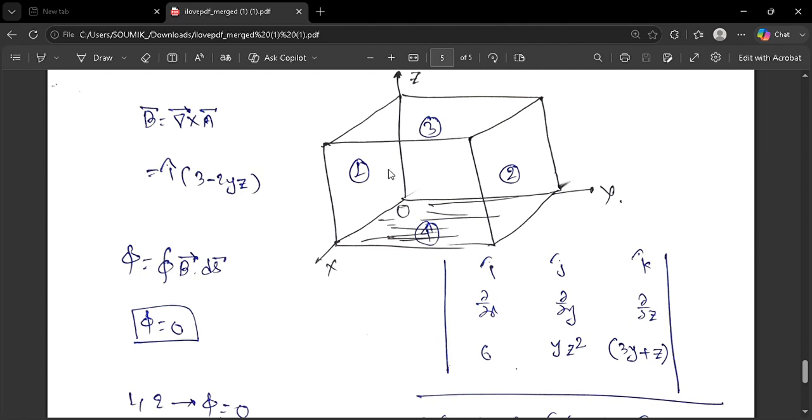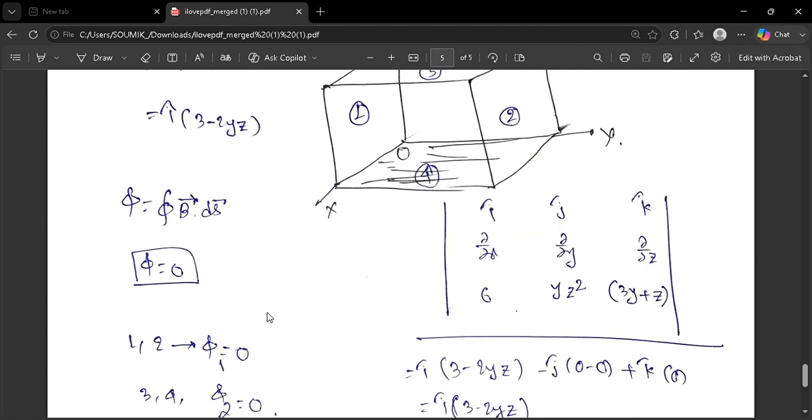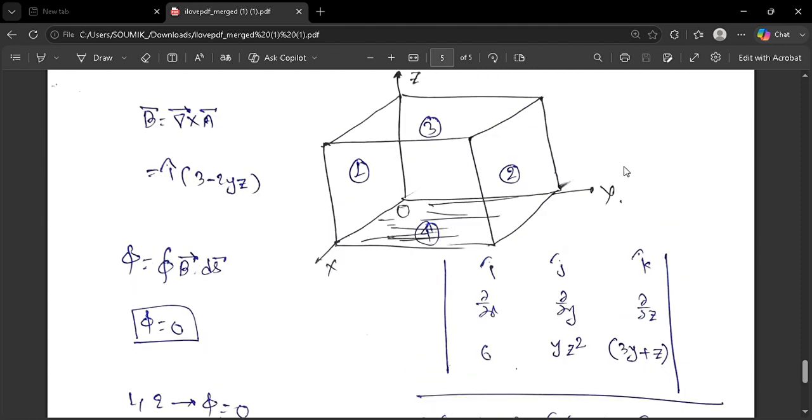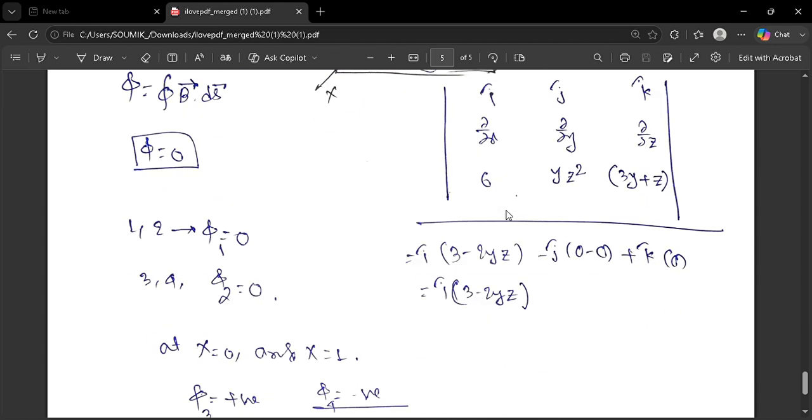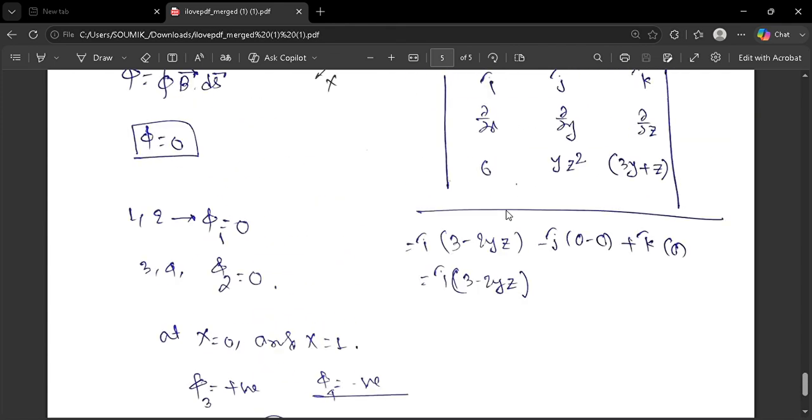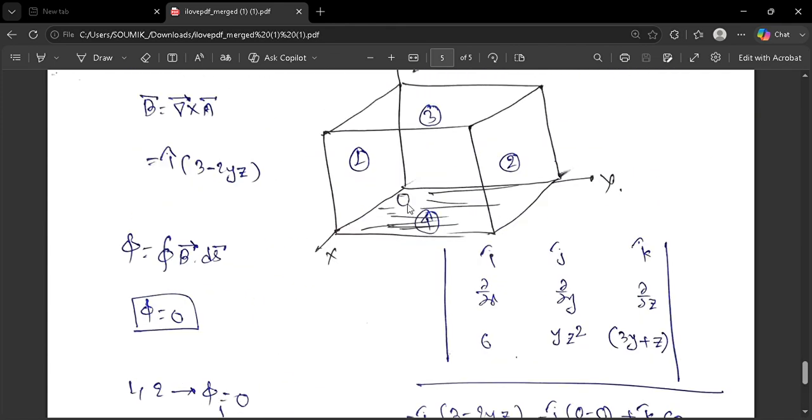For these two surfaces 1 and 2, the area vector is along plus j cap and minus j cap. So there is only i cap present, so B dot dS will be 0 for these two surfaces. And for this surface the area vector is along k cap, so again the flux is 0 for this surface also. We need to exclude this surface to calculate the flux.